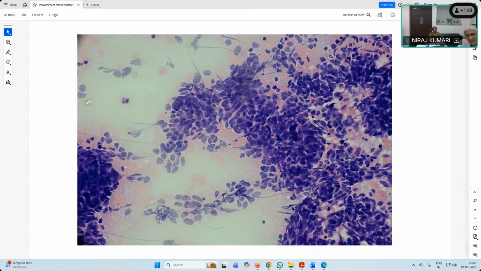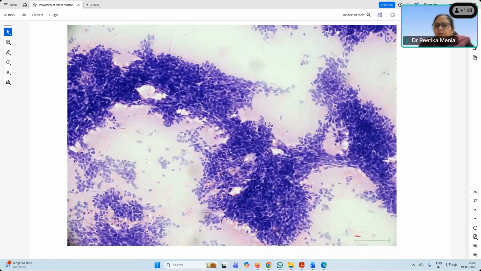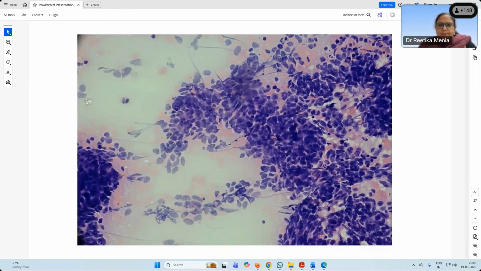Yes, somebody else has a question? Ma'am, somebody is writing in the chat box to please give the final diagnosis of all the cases, especially 2, 3, and 4. Yes. Okay, this is small cell carcinoma, metastasis from lung. This is the 5th one.